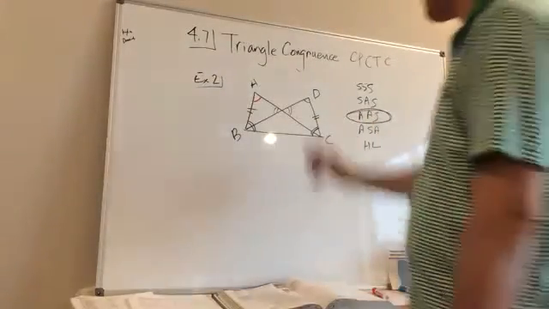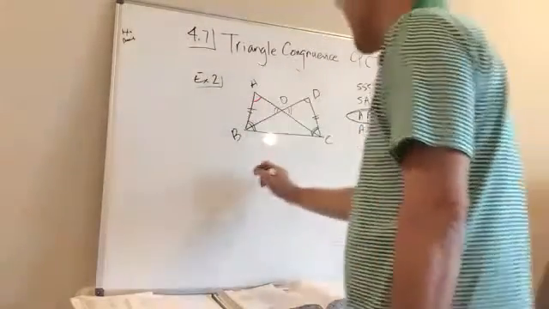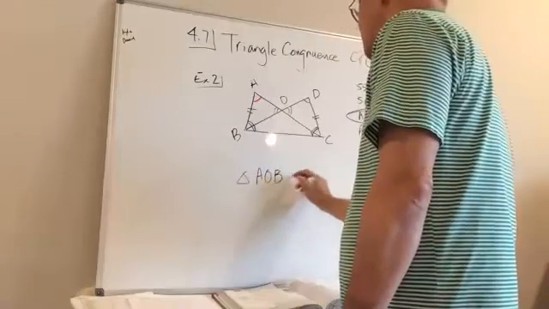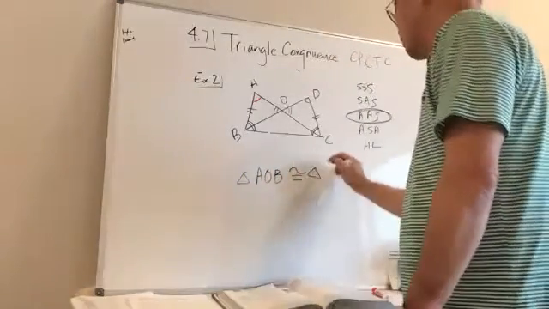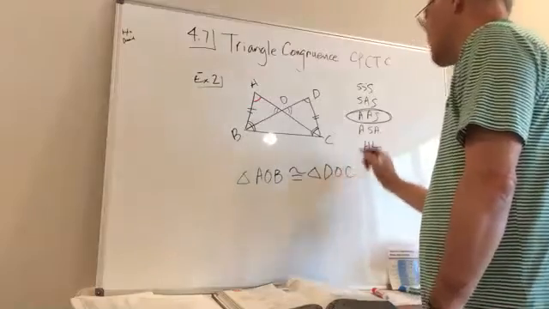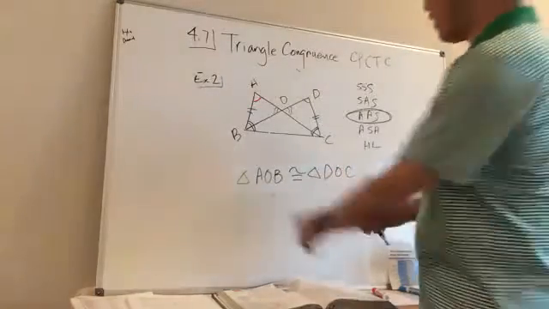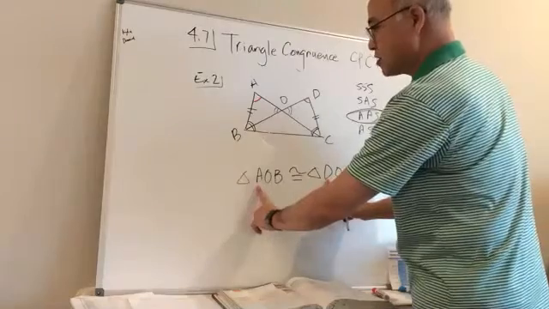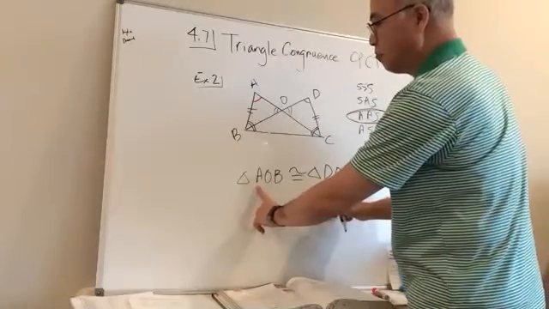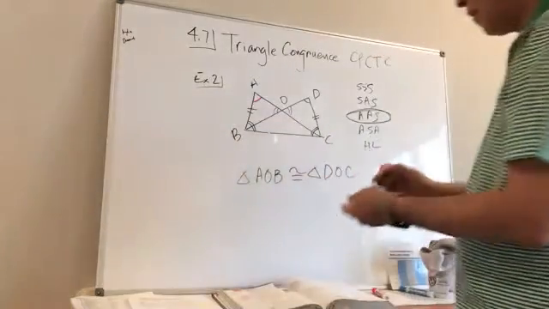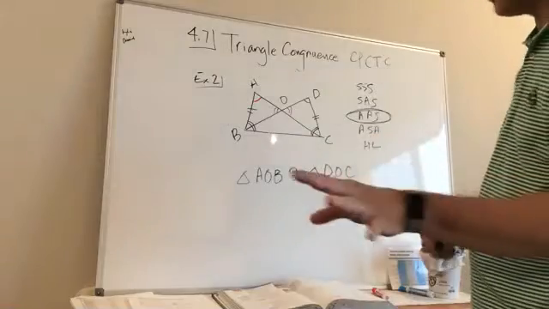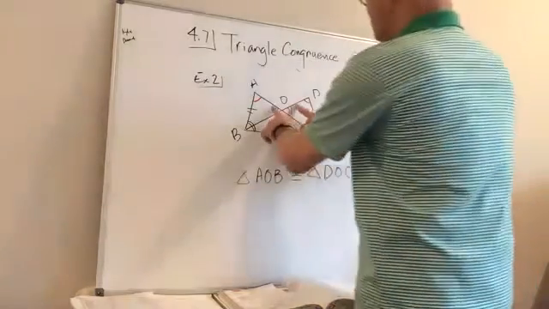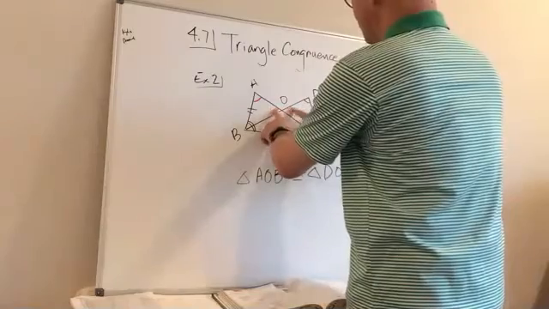And because of that, if I called that O, I could say that triangle AOB is congruent to triangle DOC, and therefore angle A would be congruent to angle D. This is a perfectly legitimate proof, okay? Now the book does not go this way. The book goes a different way, and I'll talk about that. So the book does not talk about the vertical angle here.